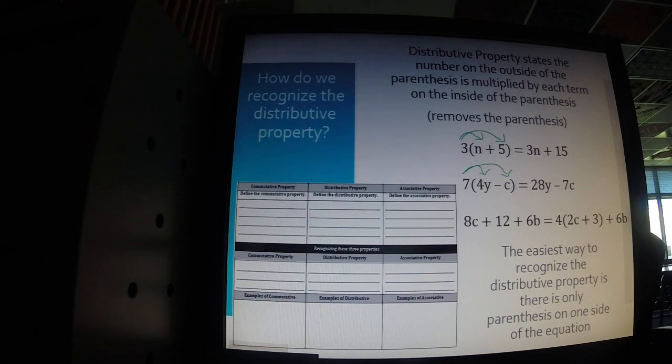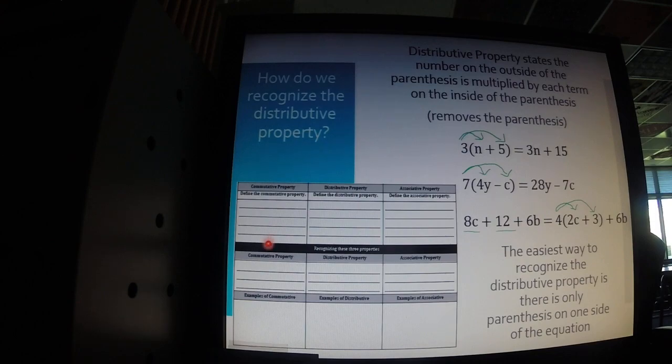okay? This third one is the same thing, but our parentheses are on the right-hand side. So if I do the 4 times the 2c, that's where I got this 8c. And then the 4 times the 3 gave me this 12. And then the 6b is still just kind of sitting out here. But again, we had parentheses on one side and not the other.